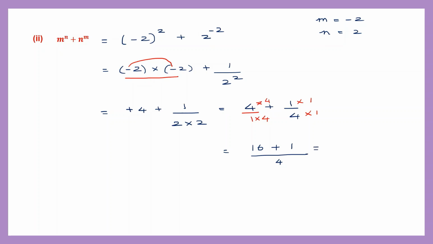So what do we have here? 17 by 4. Now let's convert 17 by 4 to a mixed number. Divide 17 by 4. 4 4s are 16, minus 1. So what do we have? 4 1 by 4. So our final answer to this question is 4 1 by 4.